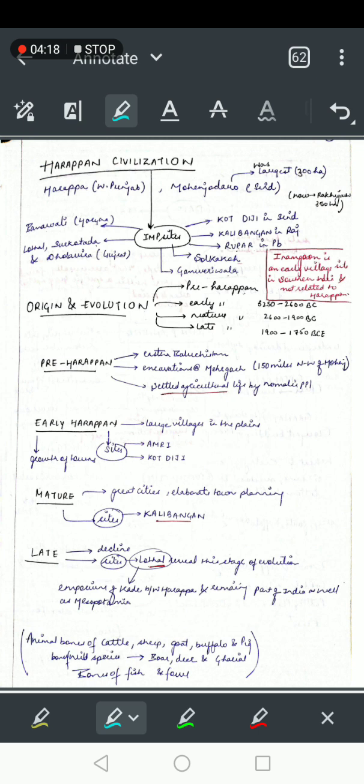Next, origin and evolution of this Harappan civilization. First is pre-Harappan, then early Harappan, mature and late Harappan. We are going to discuss sites of these various Harappan phases. The first is the pre-Harappan phase. The important sites of this pre-Harappan phase are eastern Baluchistan and Mehrgarh. They had a settled agricultural life.